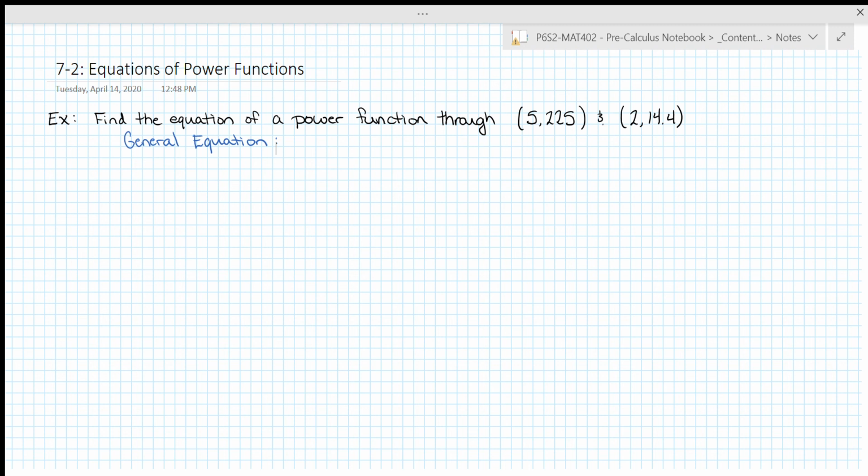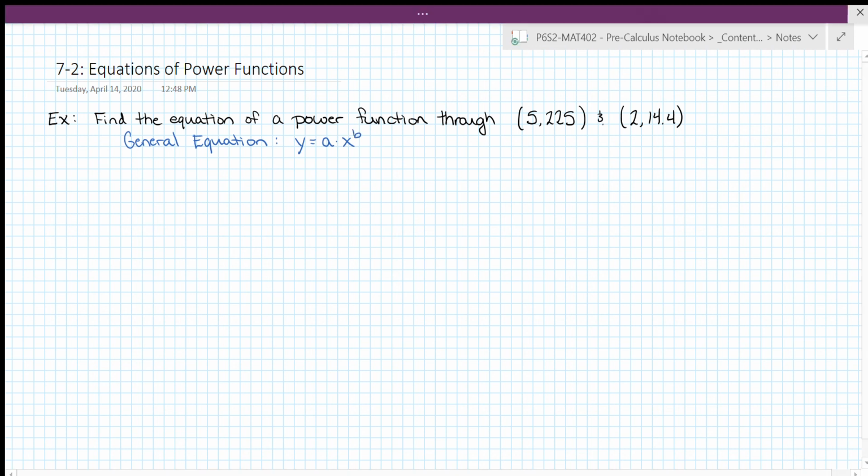If not, I will tell you the two little tricks that you need to know about logarithms to be able to solve this. So again, we're trying to find the equation of a power function. The general equation for an exponential function is y equals a times b to the x, but for power functions, the x is in the base and the constant is up in the power. So it's going to be a times x to the b power.